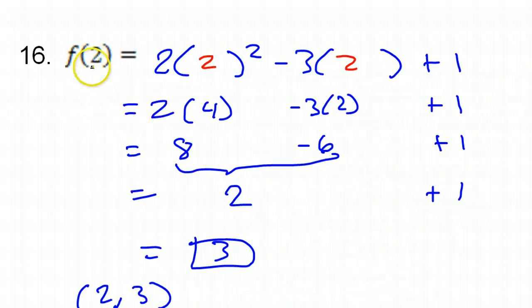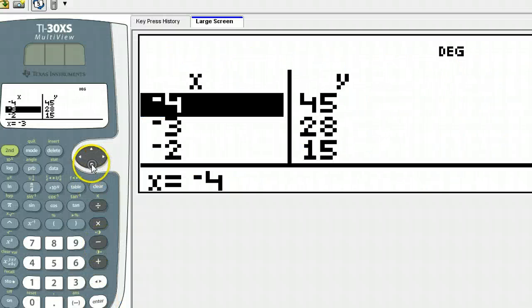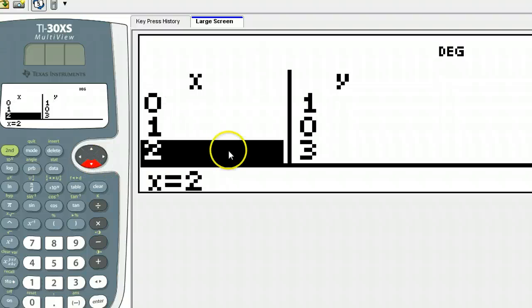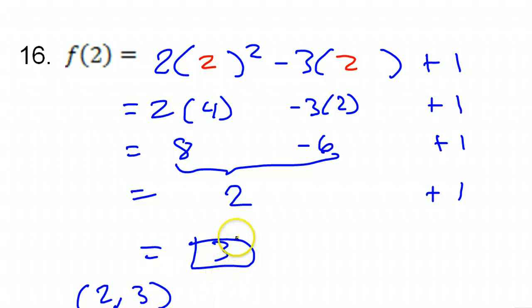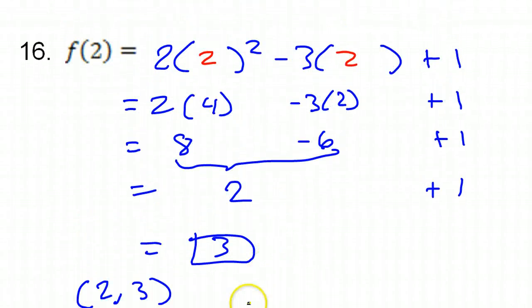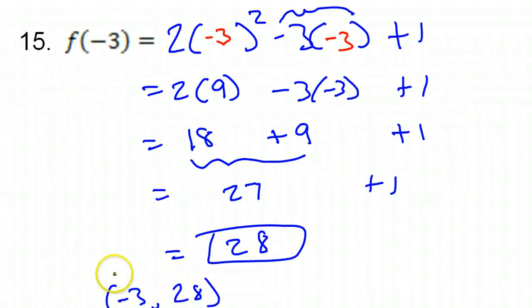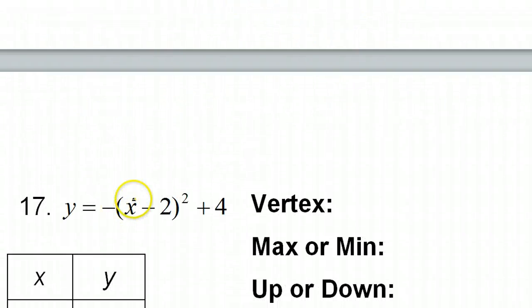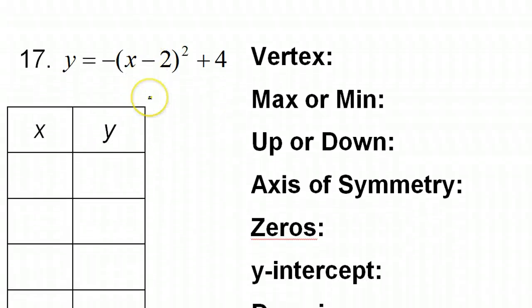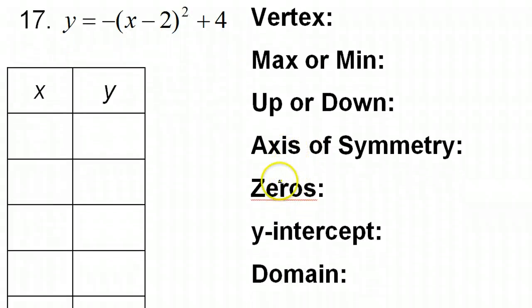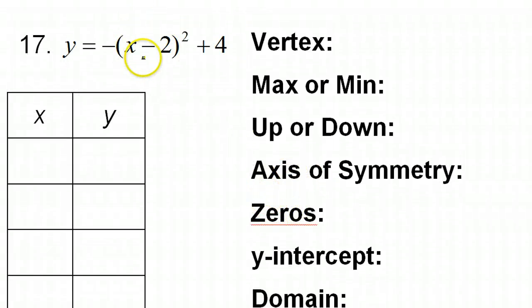All right, let's keep going with number 17. Let's analyze this. This is a parabola. All right, it's quadratic. It's in vertex form, so we should be able to look at this and immediately know the vertex. It's the opposite of the inner number, and the outer number stays the same. So this should be positive 2, comma 4. The opposite of this one, comma this one. Let's put that vertex in the middle of our chart. So let's put our 2, 4 right here.